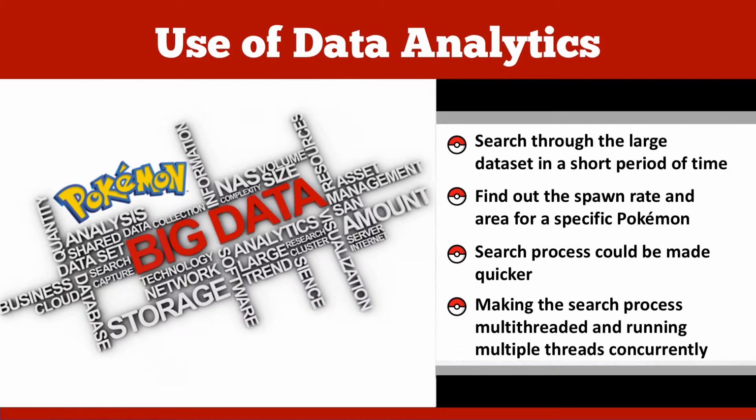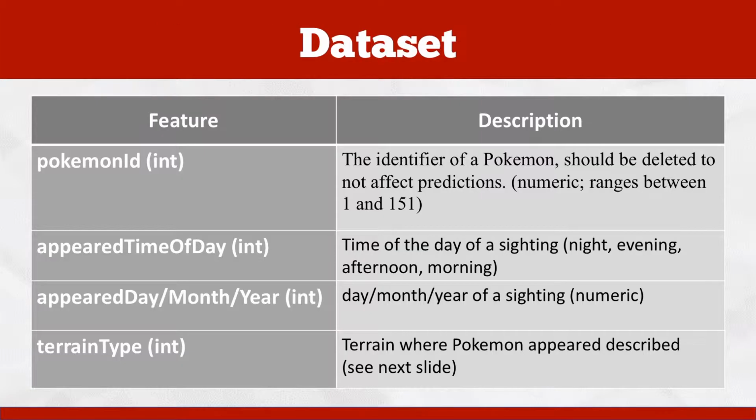And using architectural analysis, we could make the search process for the Pokemon faster. We can make the search process multi-threaded with the creation of more threads and running these multiple threads concurrently. Hence, with concurrency and multi-threading, we are able to make the search process a much more efficient and faster process. The dataset consists of 293,000 Pokemon sightings based on historical appearances.